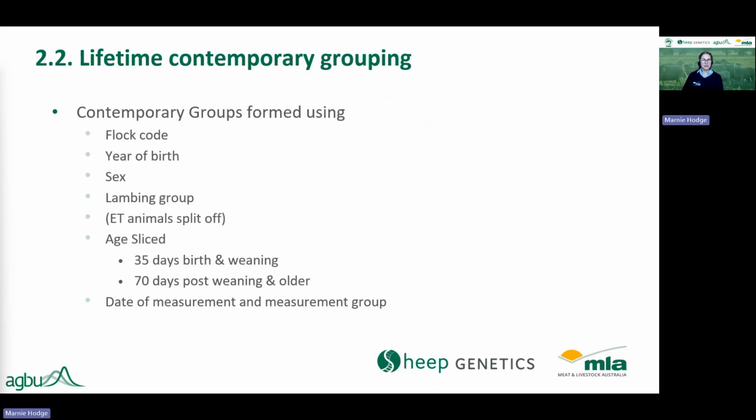When we form contemporary groups in the analysis, we use a few different pieces of information, including the flock code, year of birth, sex, lambing group. We also split off any ET-born or embryo transfer-born animals. We age splice animals at a 35-day interval at birth and weaning traits and a 70-day interval for post-weaning or older traits. And we also look at the date of measurement and the management group that's been supplied in the data as well when we're looking at contemporary group formation.